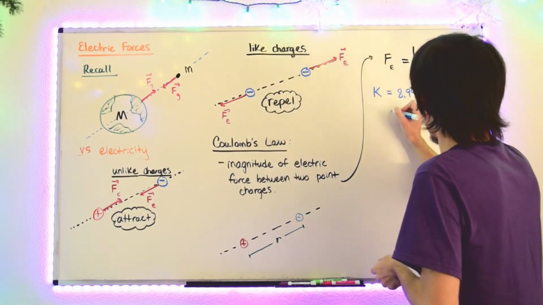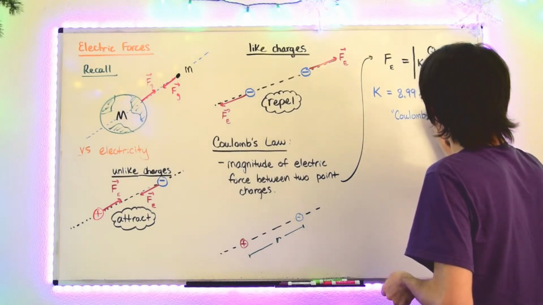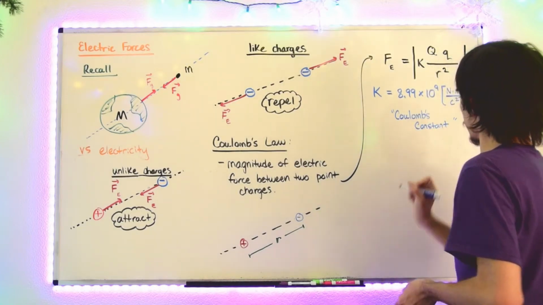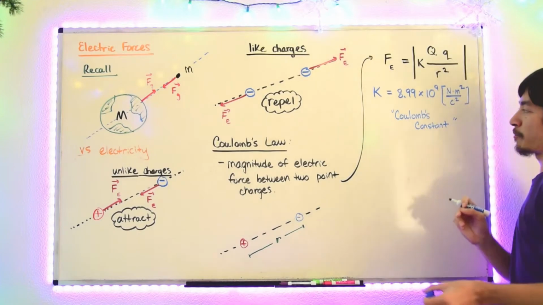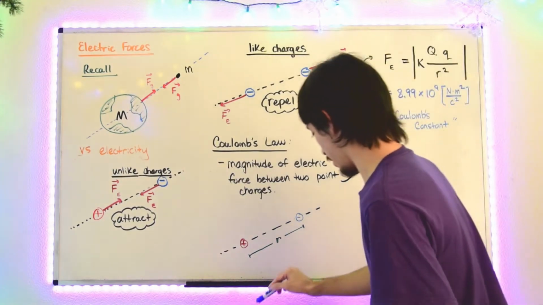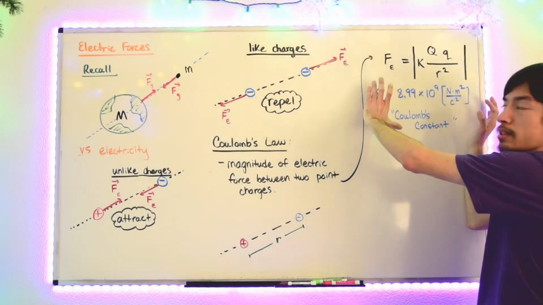This is called Coulomb's constant. Okay, so this guy gets everything named after him. So he has his own equation, he has his own constant. So that's just a given constant.